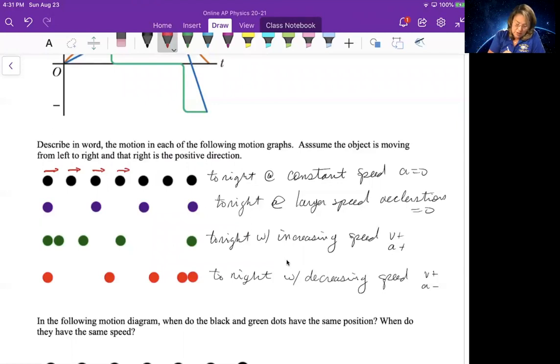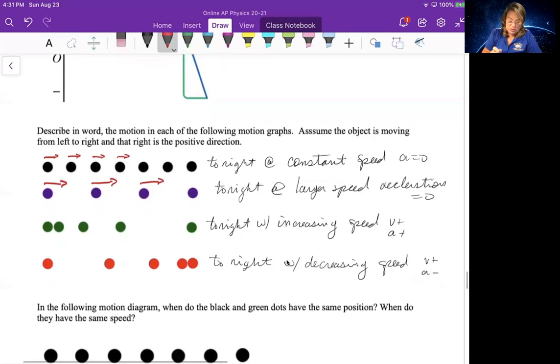Now this purple one, I would have again a constant velocity vector because the distance between the dots are the same, but the velocity vector would be larger because the distance between them in that same time interval is larger. So it's to the right at a larger speed compared to the black dot. Again, the acceleration is equal to 0.